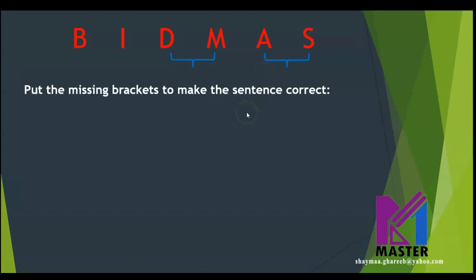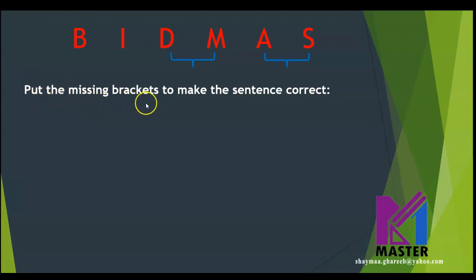First, let me remind you of the order of operations. In the word BIDMAS, B stands for brackets, I stands for indices or powers, and the D and M stand for division and multiplication, and we said they both have the same order. A and S stand for addition and subtraction, and they both have the same order, and we do the one that comes first from left to right. Now look at this type of questions.